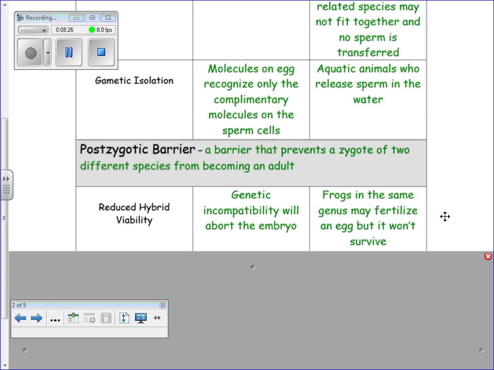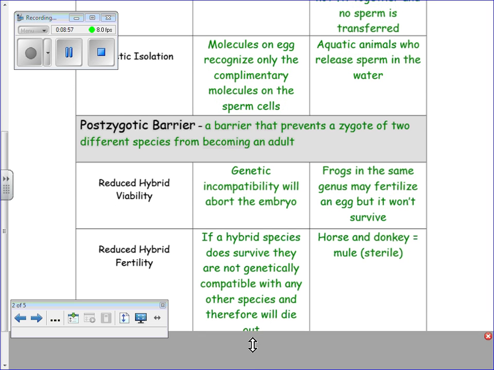A good example of this are frogs. There are frogs that are in the same genus category, different species, but being in the same genus, they are fairly similar in that they can reproduce at the same time of the year, same season, they live in the same habitat. However, when a zygote is created, the embryo does not survive.